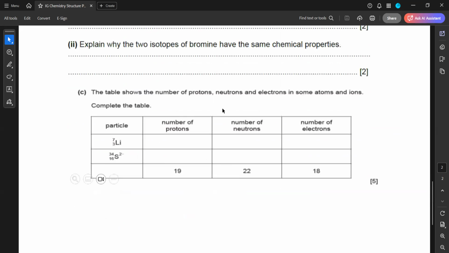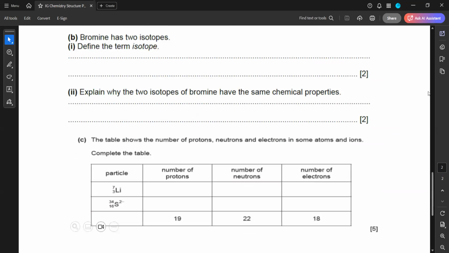So this was structure pop quiz 8. That was the last week.